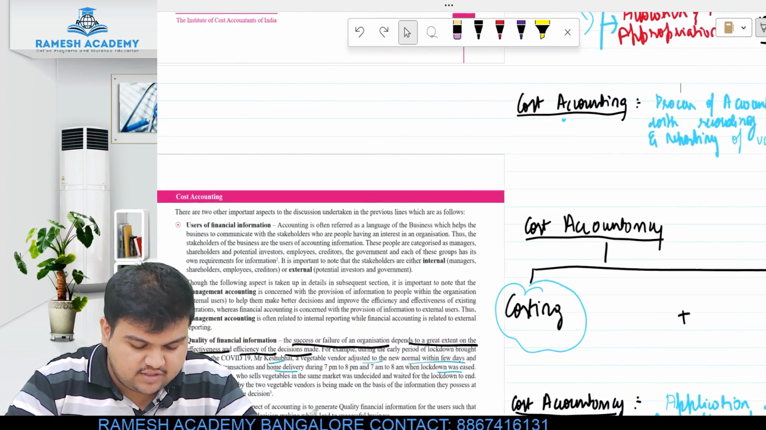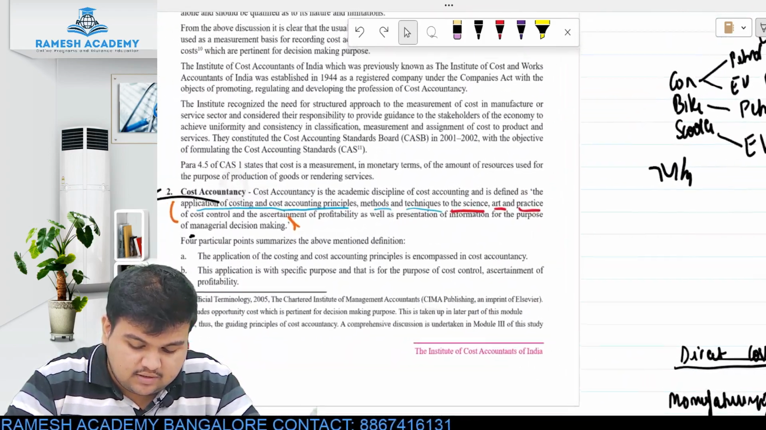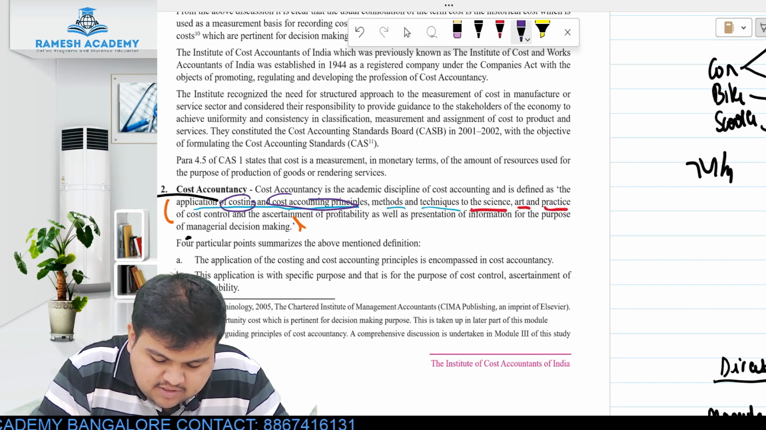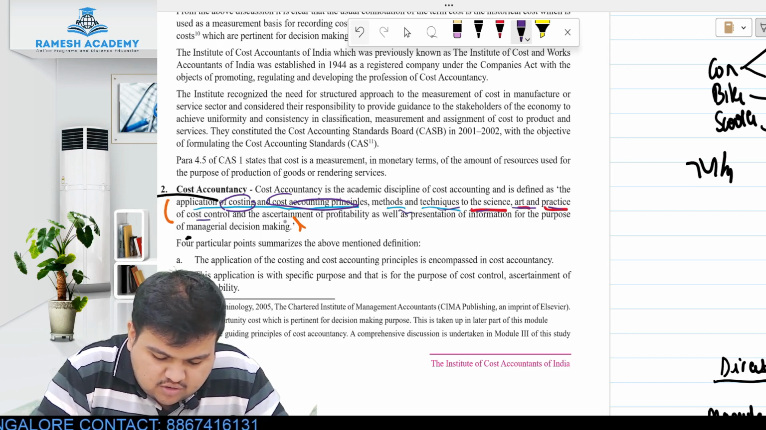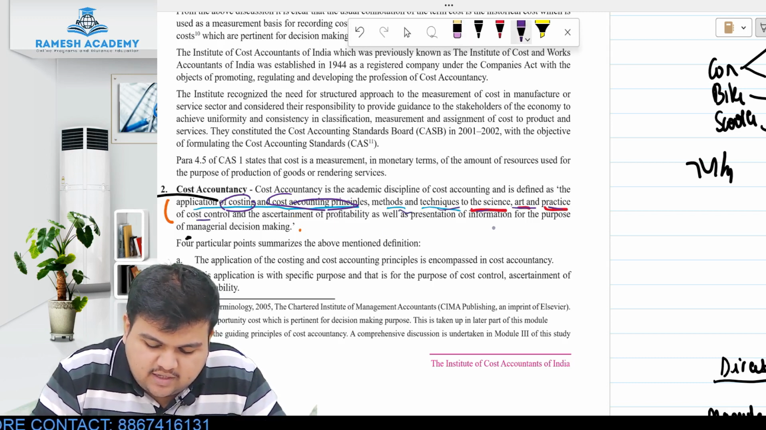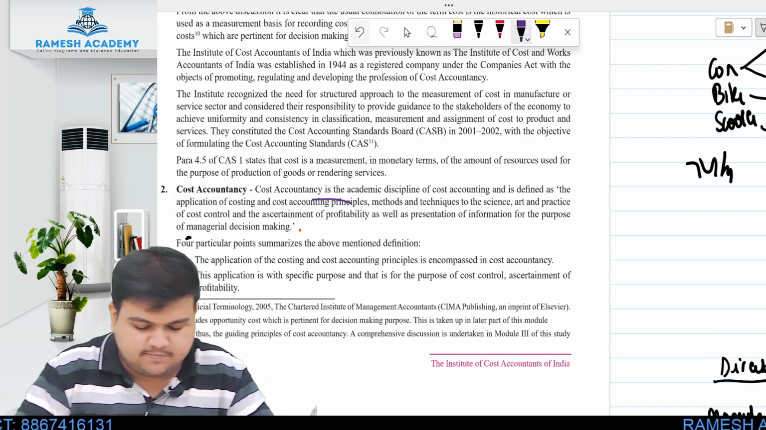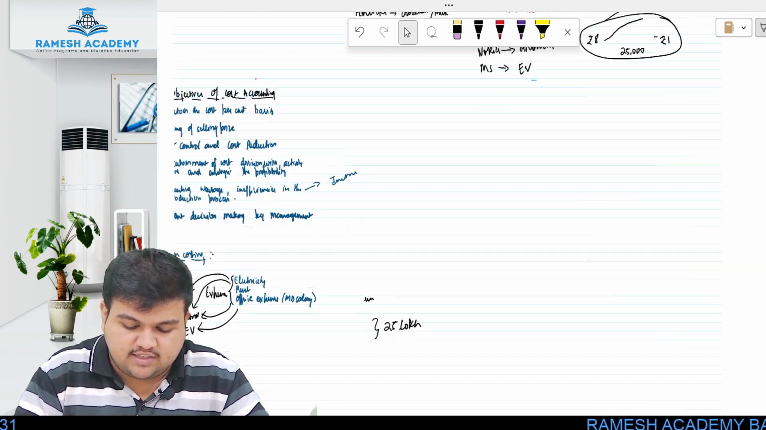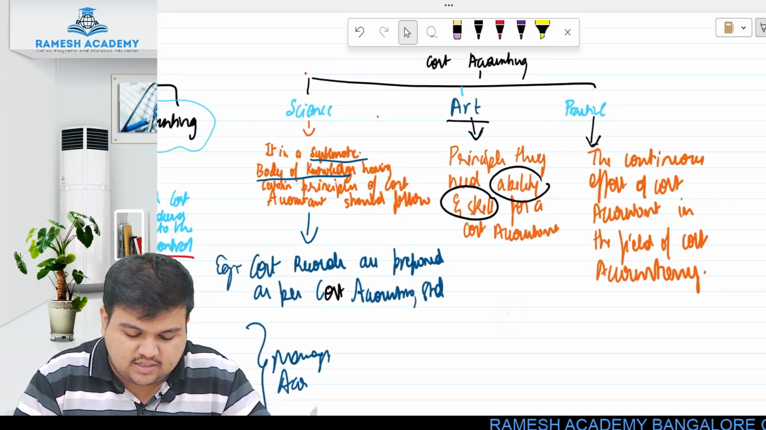Even the definition in the study material says it is defined as the application of costing and cost accounting principles, methods and techniques, of the science, art and practice of cost control, to ascertain profitability and in the presentation of financial information for the purpose. That is called cost accountancy. Now what is this science, art and practice? Cost accountancy as science, art and practice.